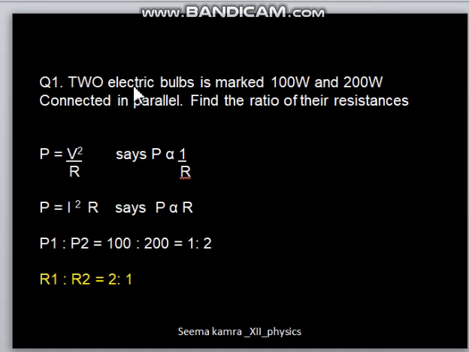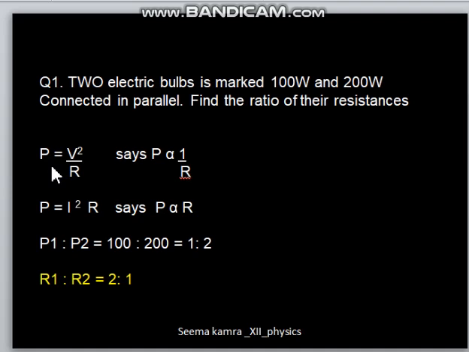Let's see our first question. Two electric bulbs are marked 100 watt and 200 watt. They are connected in parallel. Find the ratio of their resistances. Now see, we are given the power of two bulbs. So how power is connected with the resistance, that we have to see, because the ratio of resistances is asked.